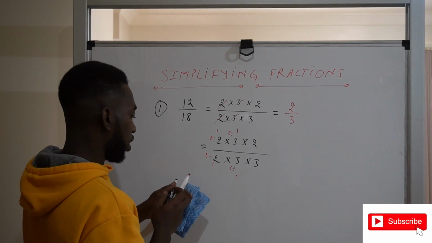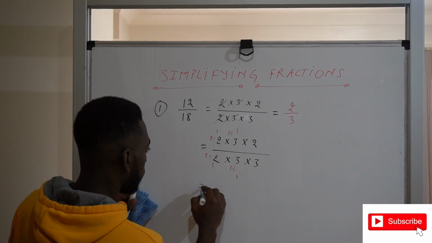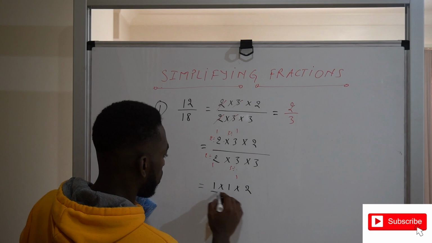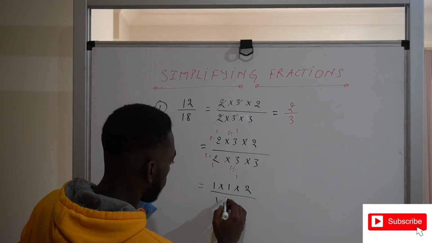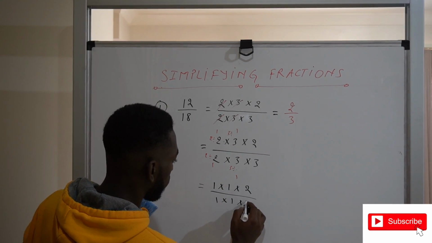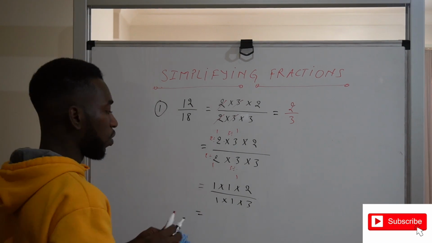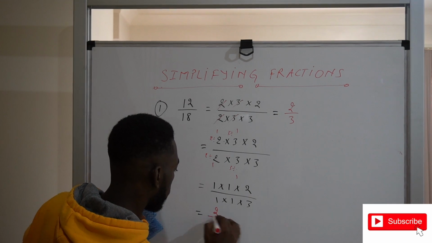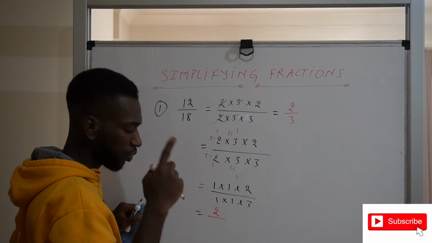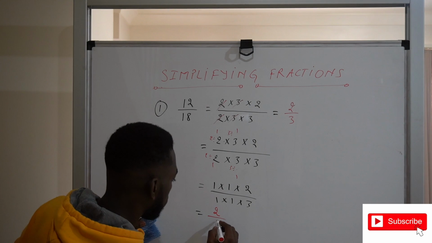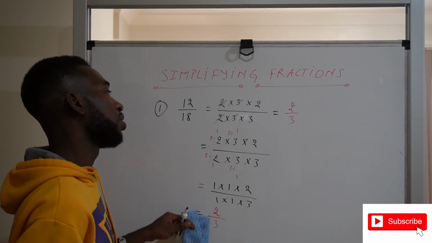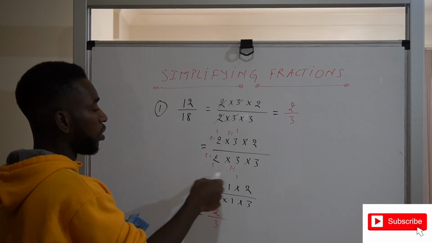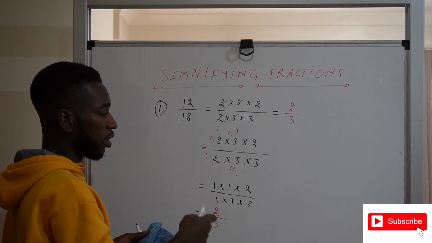So here the way we would write this will be 1 times 1 times 2 over 1 times 1 times 3, because 1 times 1 is 1, 1 times 2 is 2, and the next line 1 times 1 is 1, 1 times 3 is 3. Right, so you see the answer, and this is my point. Many people will tend to forget here and think, oh, there's nothing left, it's 0, but that's not true.